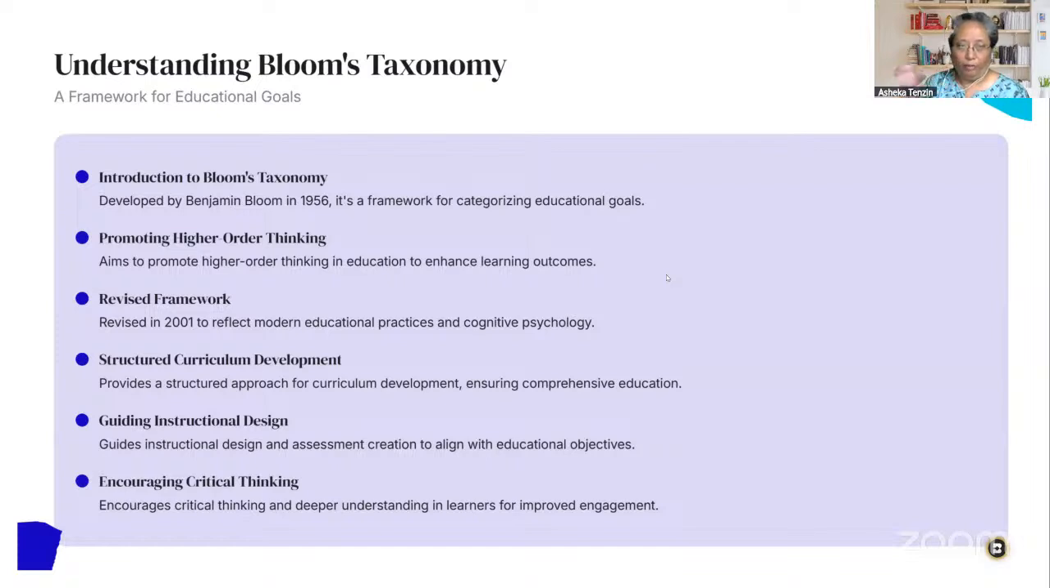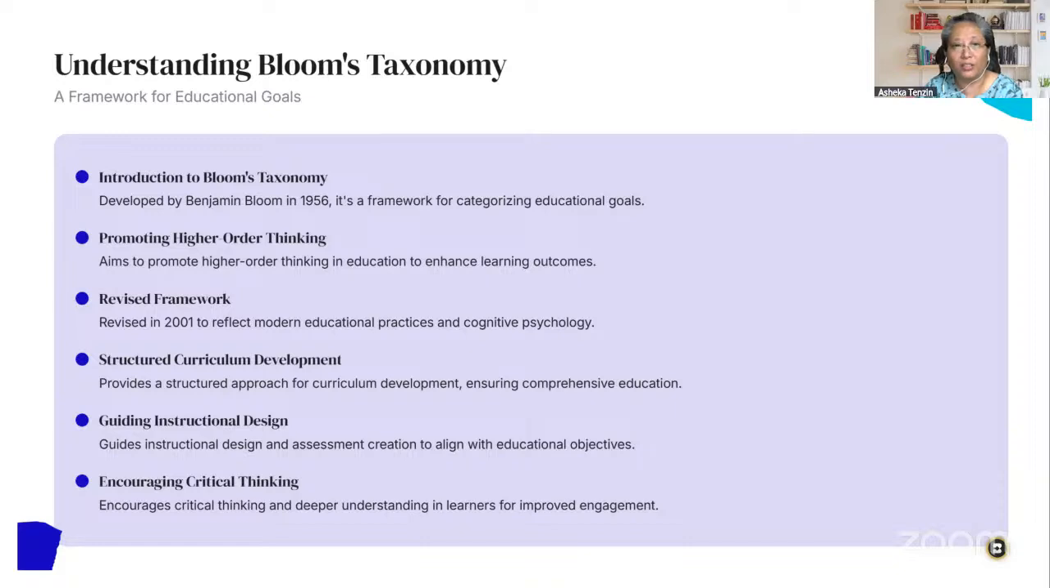First of all, what is Bloom's taxonomy? This was an instructional model, which was theory, which was given by Benjamin Bloom in 1956. And it helped to categorize the different educational goals. Okay. And Bloom's taxonomy has three different domains. You have the cognitive domain, you have the affective domain, and you have the psychomotor domain.